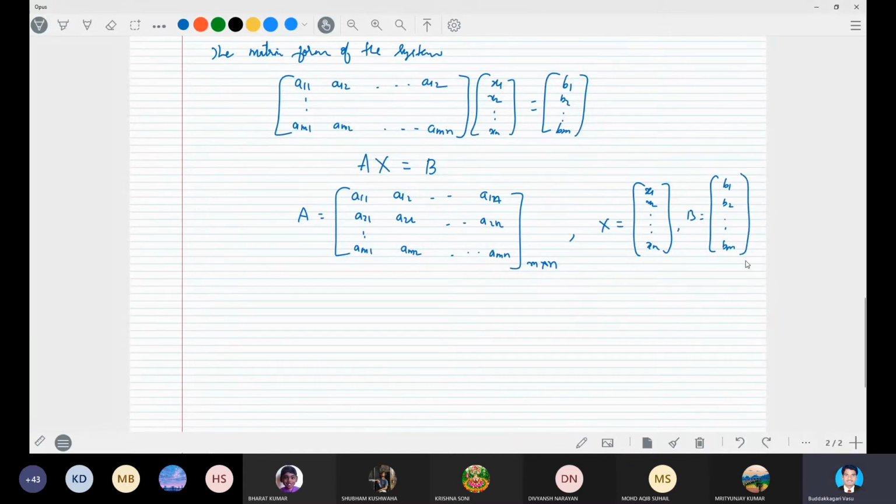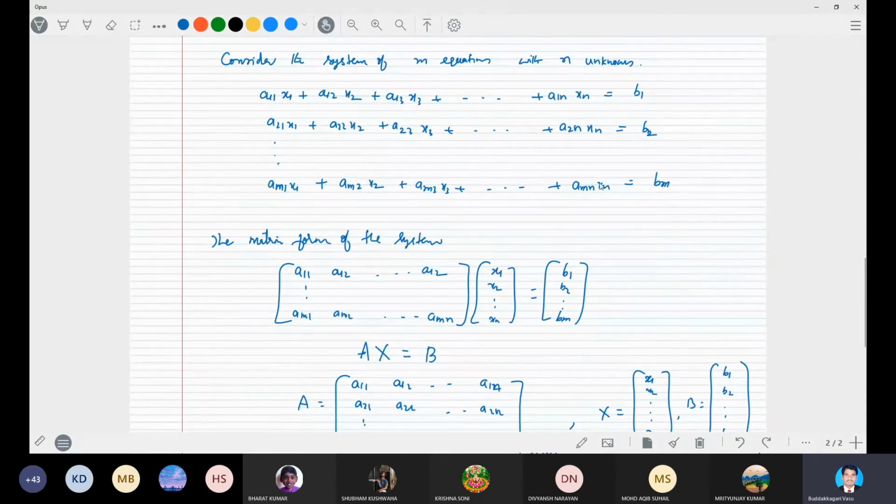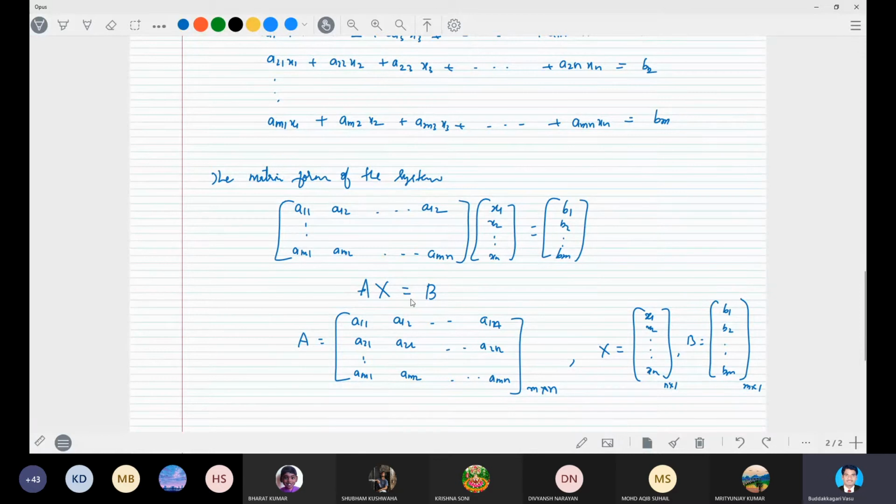It is of order m by 1. This is of order also n by 1. So hence it results in the described matrices A, B, as well as vector X. So for finding the solution of this system, before going to that solution, we will describe the characteristics of the system.